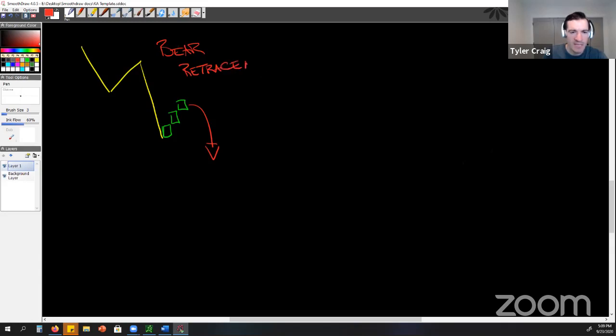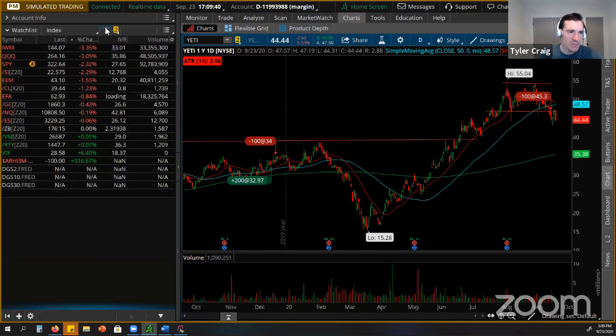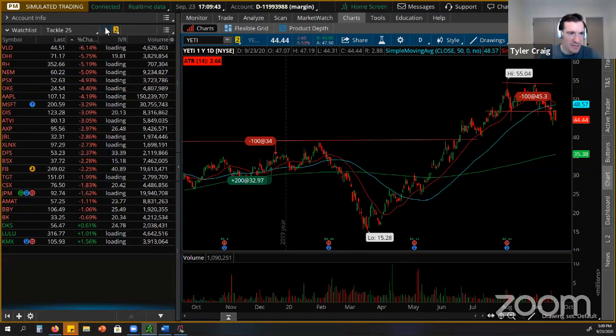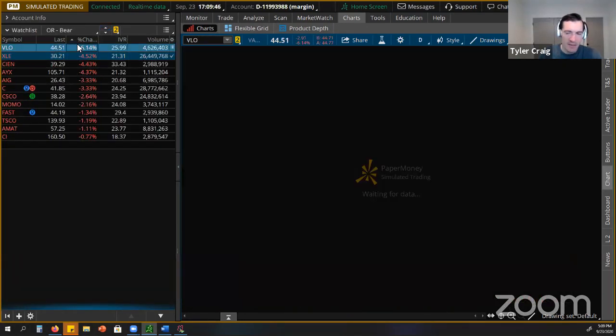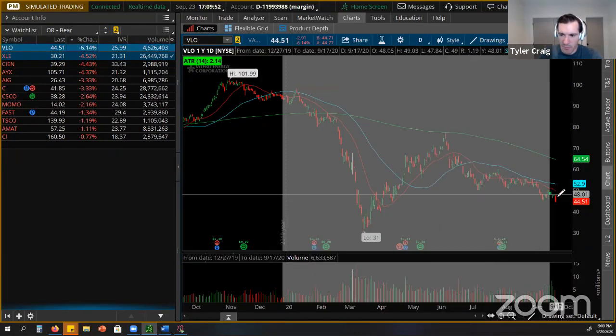Every single weekend in particular, we put out a report that gives trade ideas for the week ahead. We scour the market. We say, we think these have interesting patterns that might trigger next week on the bull side and the bear side. And pretty much every single week, bear retracements are a part of that. If I go back to this most recent weekend's report, we had Valero on the bear report.